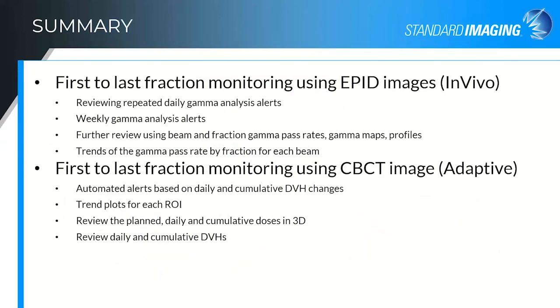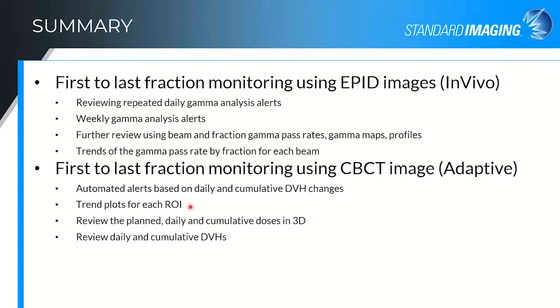So in summary, for first to last fraction monitoring using EPID images, the in vivo module, one can review repeated daily gamma analysis alerts and weekly alerts. We can further review using beam and fraction gamma pass rates, gamma maps, and profiles, and trends of the gamma pass rates by fraction for each beam. Fraction monitoring can be done using the cone beam CT image. Alerts based on daily and cumulative DVH changes are triggered depending on how you have your alert set up.